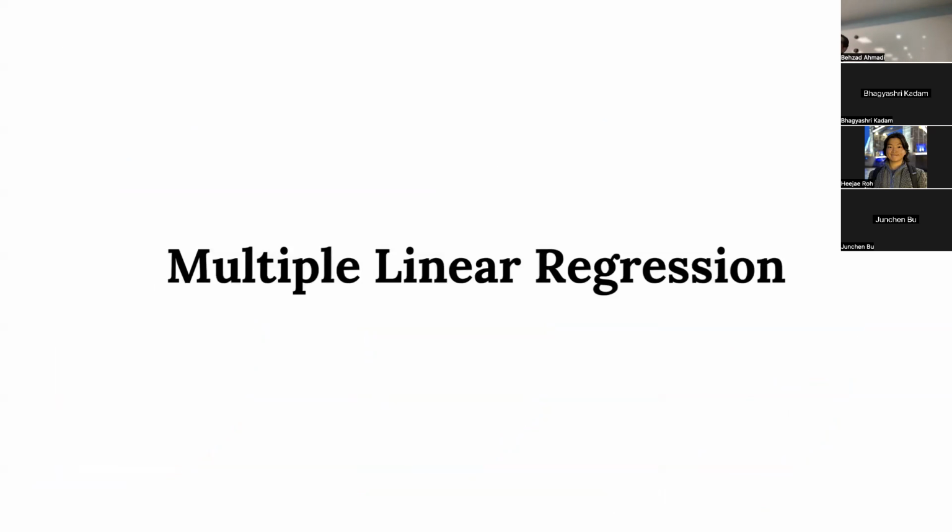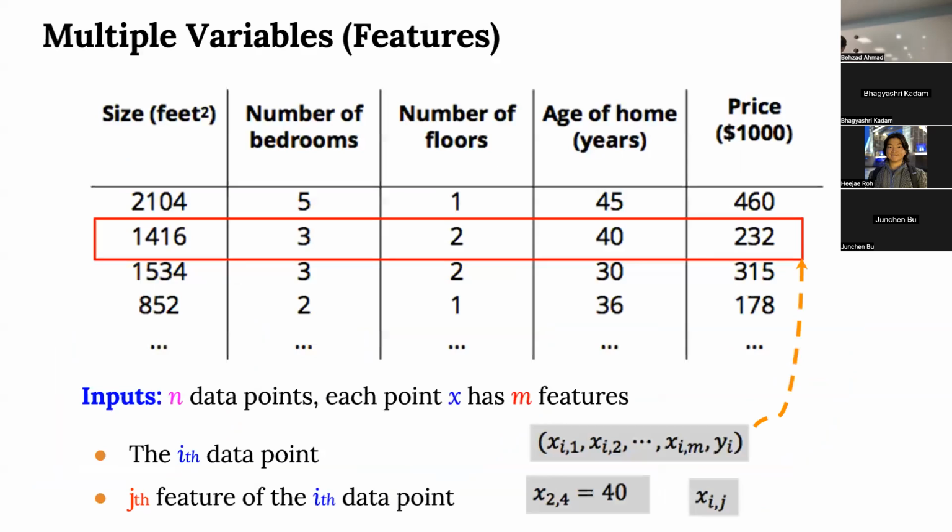So if you have more than one variable, number of bedrooms, number of floors, age of home, I'm getting sick of this example.